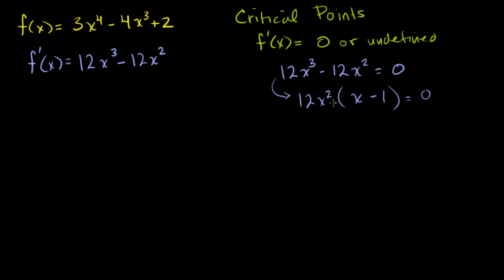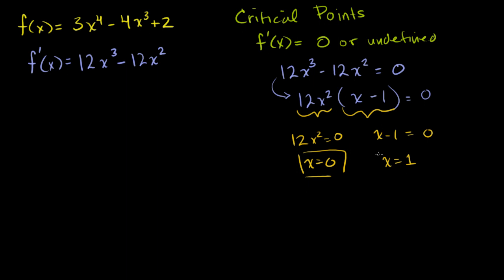So the reason why I did that is because if I want all of the x's that make this equation equal to 0, I now have written it in a form where I'm multiplying one thing by another thing. And in order for this to be 0, one or both of these things must be equal to 0. So 12x squared equal to 0 means that x equal to 0 will make this quantity equal 0. And then the other thing that would make this quantity 0 is if x minus 1 is equal to 0. So x minus 1 is equal to 0 when x is equal to 1. So these are our two critical points.